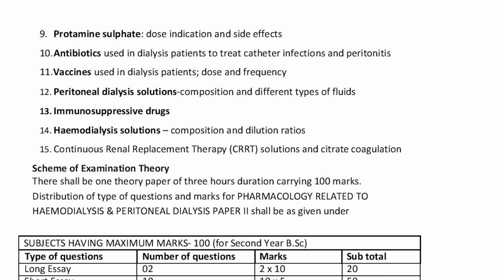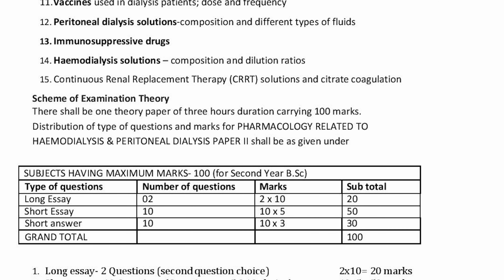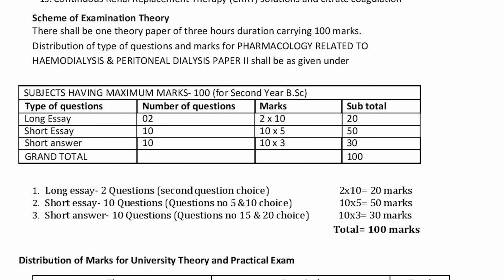10. Antibiotics used in dialysis patients to treat catheter infections and peritonitis. 11. Vaccines used in dialysis patients, dose and frequency. 12. Peritoneal dialysis solutions composition and different types of fluids. 13. Immunosuppressive drugs. 14. Hemodialysis solutions, composition and dilution ratios. 15. Continuous renal replacement therapy, CRRT, solutions and citrate coagulation.